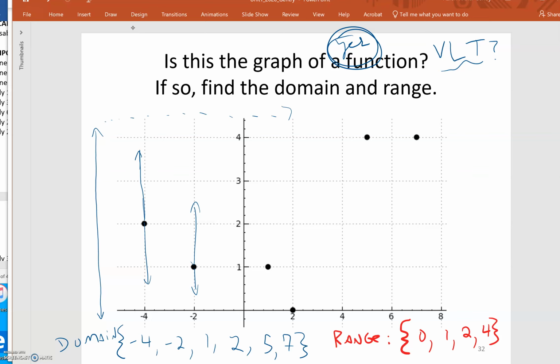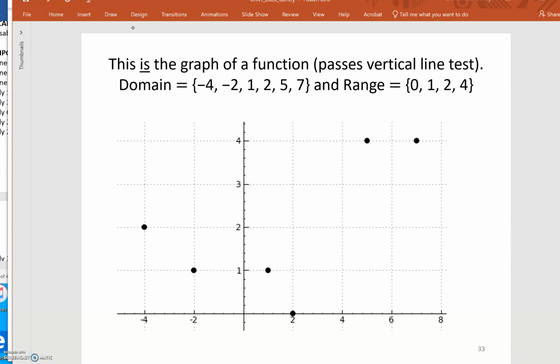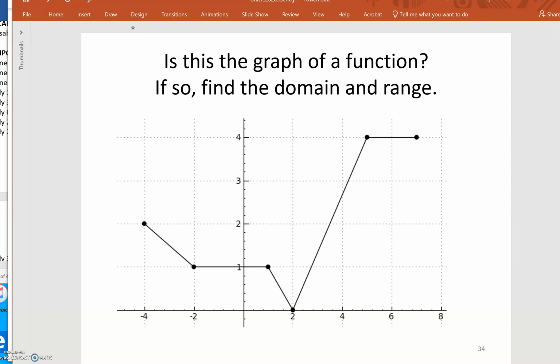Let's look at a slide with the answers. All right. If we connect the dots, we haven't actually changed anything. It was a function before. It'll still be a function now because we don't have any points where we have one input with more than one output. So yes, this is still a function.